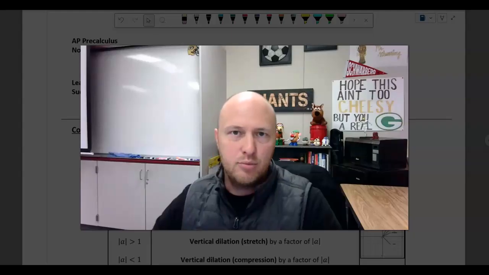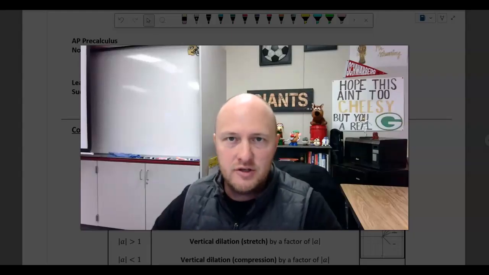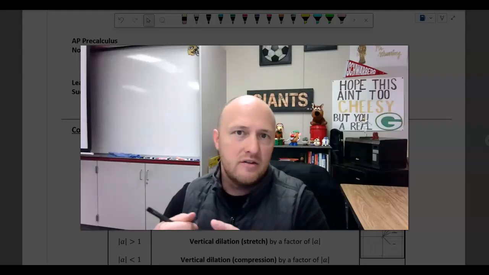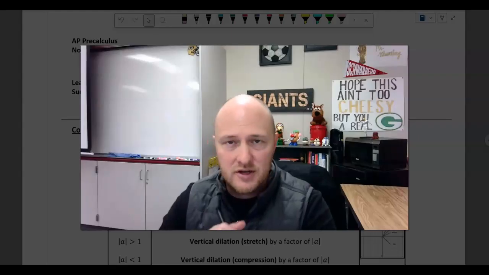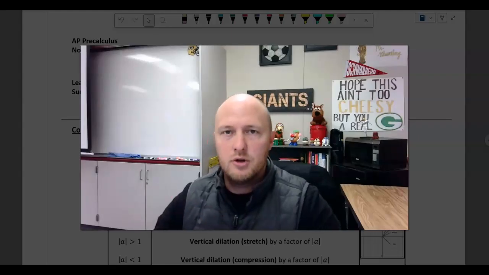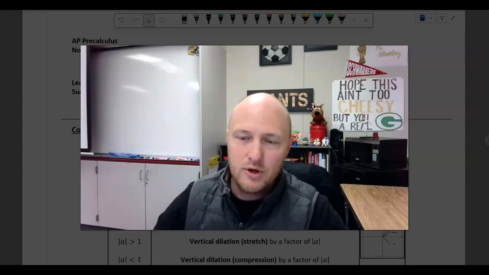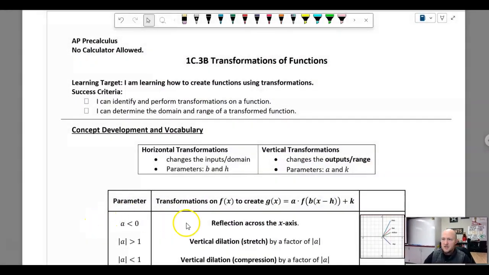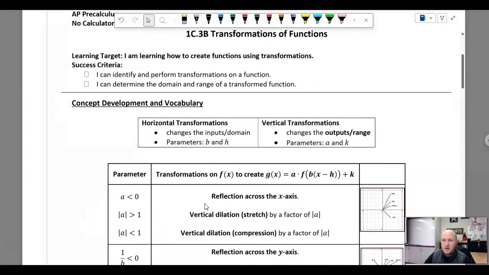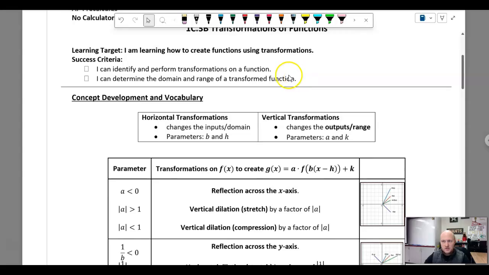We're looking at parameters of a function that affect horizontal and vertical dilations as well as transformations. And we're going to look at some of the questions that AP Precalculus throws our way. Just a reminder, you need to be able to identify and perform transformations on a function. You can look back at the first video, or on my website I have a link to a Desmos graph that you can manipulate the parameters. And from that, you should be able to determine domain and range of a transformed function.